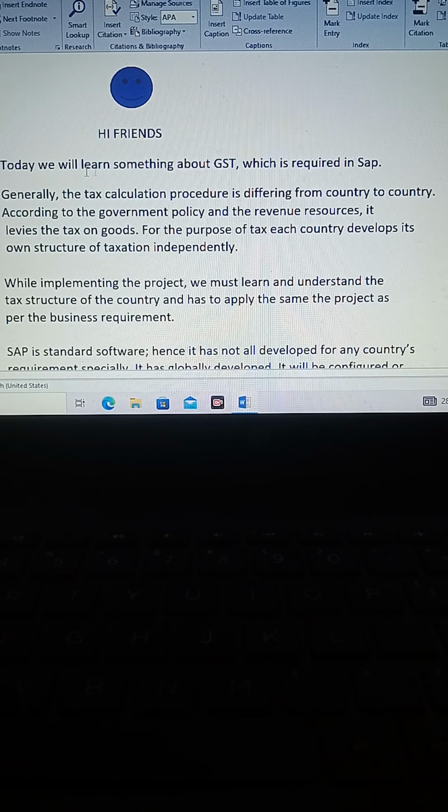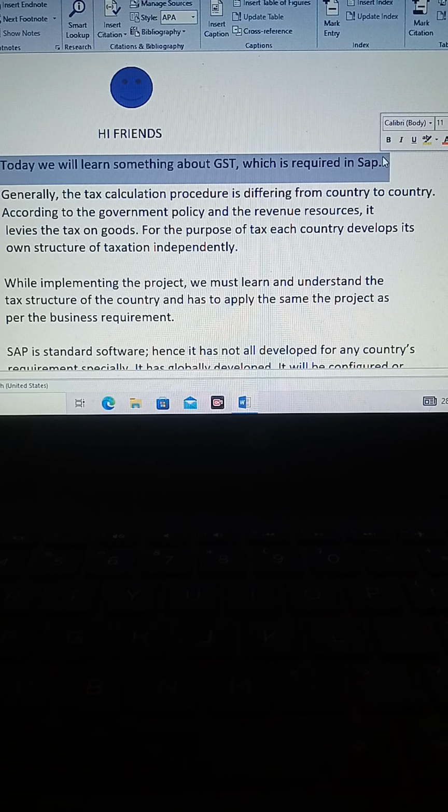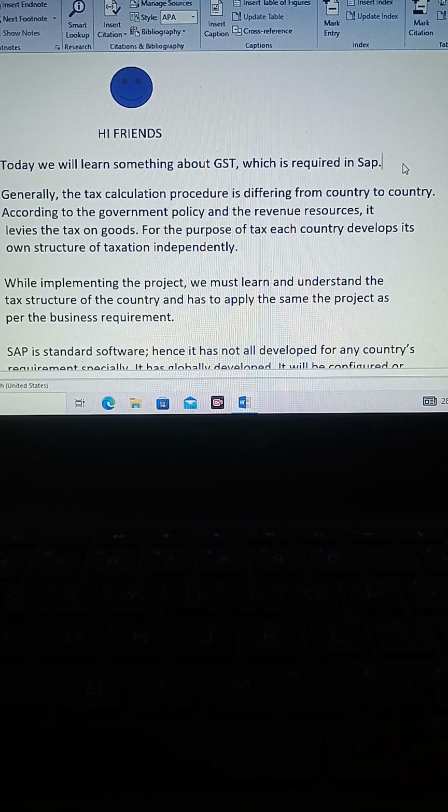Today we will learn about GST, which is required in SAP. I think all are aware. GST means goods and services tax, in simple language.